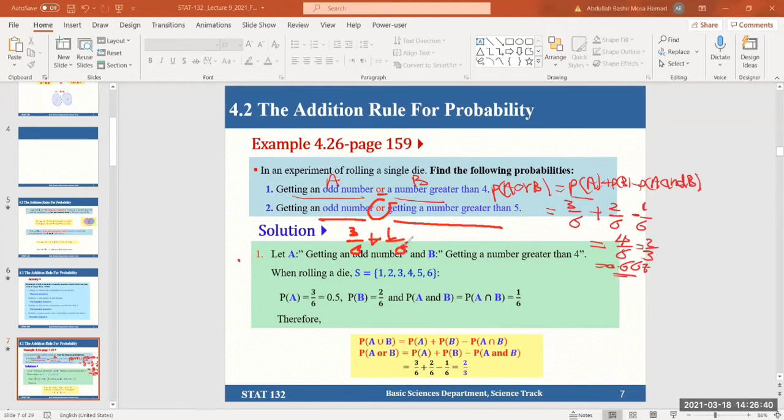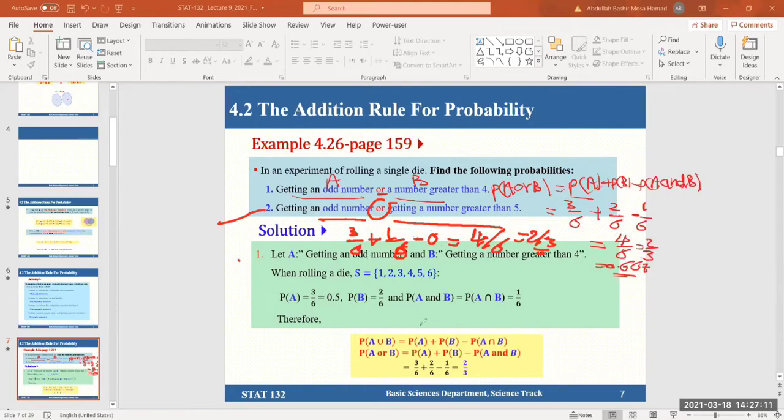Now we are going to check the intersection. Odd and greater than 5: there is none, no intersection. So it is 4/6. It is still the same, which is 2/3. So this is a disjoint event, a mutually exclusive event. Why? Because the intersection equals 0.